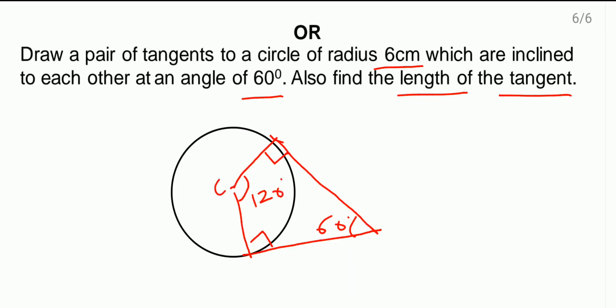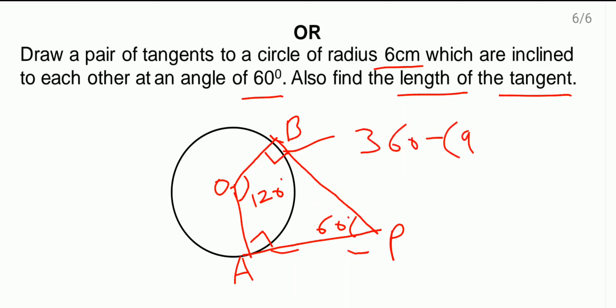So we'll name this point as point O, this is A, this is B, and this is P. Correct? How did you get this angle O? By angle sum property of quadrilateral, because this is 90, 90 and 60. If you subtract these three angles from 360, so 360 minus (90 plus 90 plus 60), you get 120 degrees. So we'll see the construction of this question. Let us see the construction.